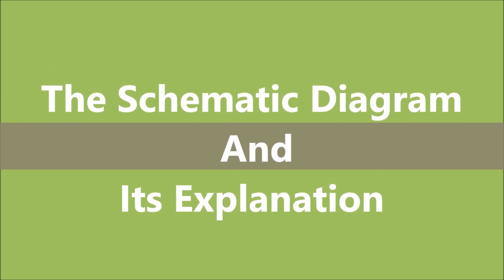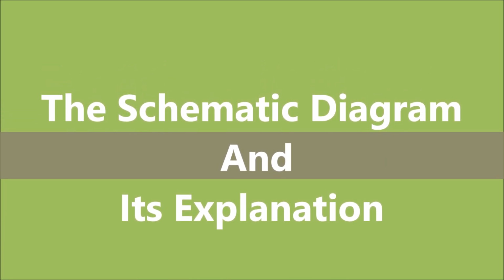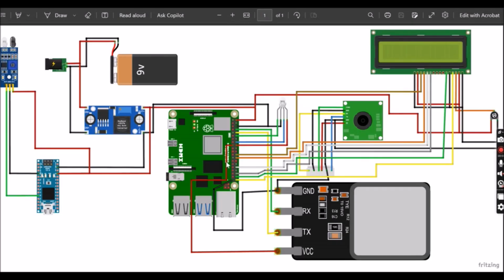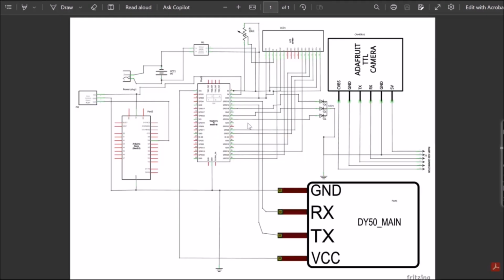Let us start with the schematic diagram and its explanation. Here is the schematic diagram used for this project design. It is built around the Raspberry Pi 4B and the Arduino Nano development board. A detailed and well-described diagram of all of these is found on the blog page in the description below. Please see the link in the description below for further explanation.